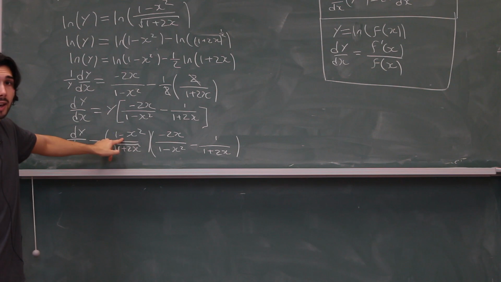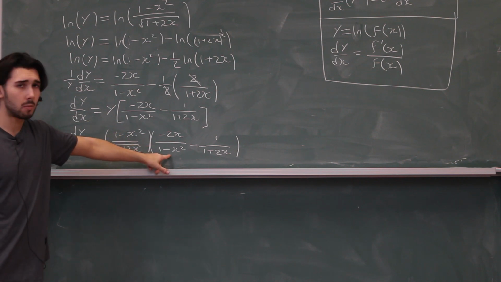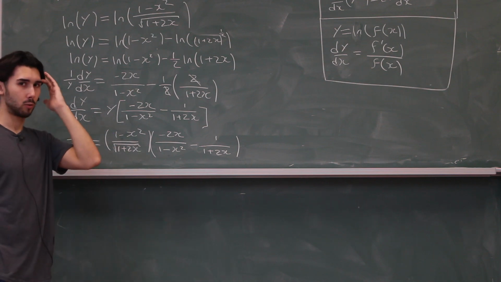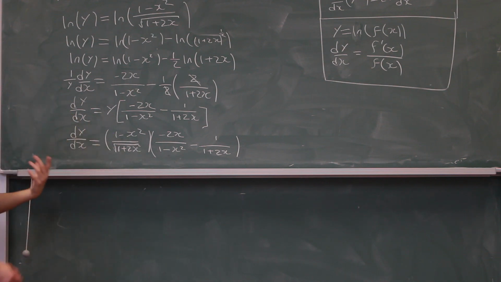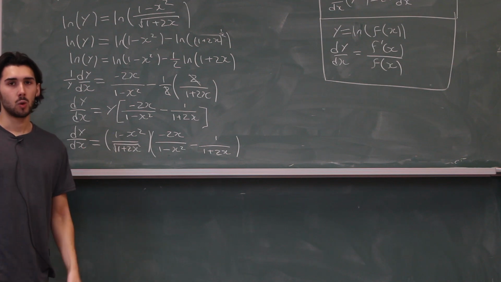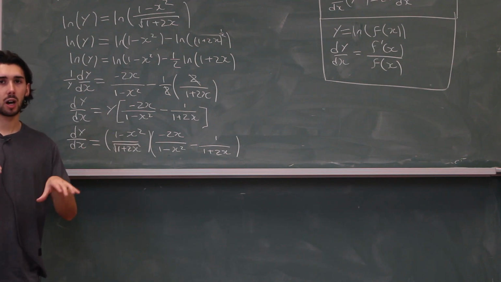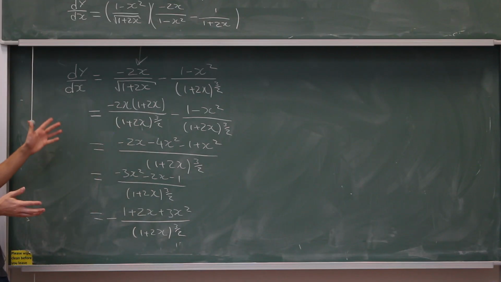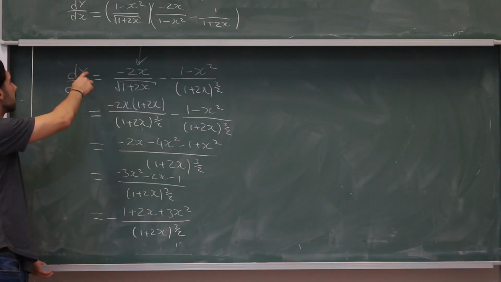And of course, this can be simplified in several different ways. Notice the 1 minus x squared and the 1 minus x squared would cancel out if you distributed this. You could write it in some form where the denominator is 1 plus 2x to the power of 3 over 2 if you wanted to, but I'm not too concerned with simplifying it. What I'll do is I'll simplify it in a cut, and then you can see what it simplifies to right now.